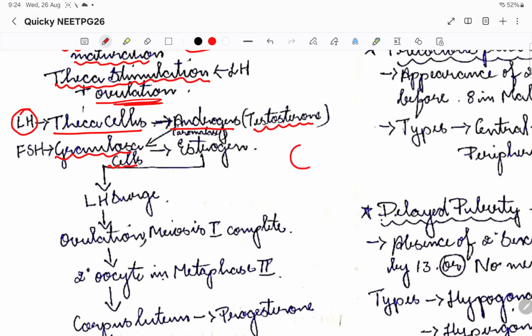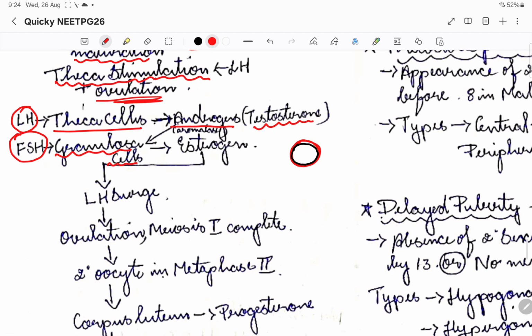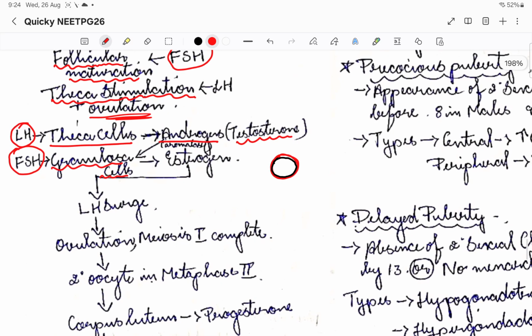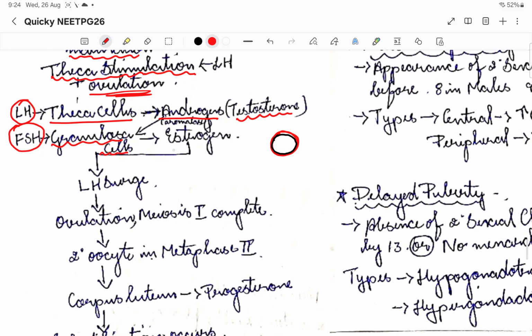Suppose this is the follicle, there is theca cell on the outer surface and there is something called granulosa cell on the inner surface. The testosterone that was formed in the theca cell will get transferred into the granulosa cell. This is where FSH will act. Follicle stimulating hormone will act and convert it into estrogen. This is called the maturation of the follicle. That is the FSH action, and it will be converted into estrogen.